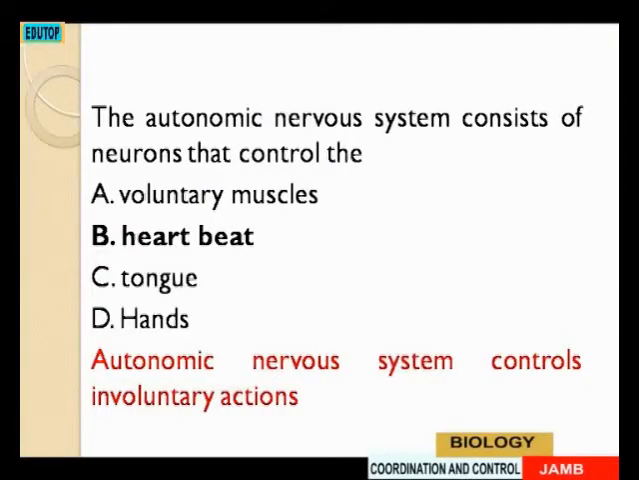Tongue is not part of it. Hands, you can control your hands. So the answer is B, heartbeat. Autonomic nervous system consists of neurons that control the heartbeat, because autonomic nervous system controls involuntary actions.